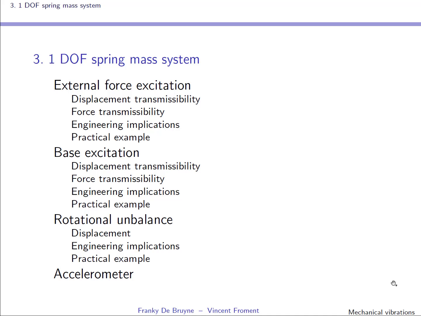In the third section on this second part of the course on mechanical vibration, we'll look at the 1 degree of freedom spring mass system, and we'll look at different types of excitation: external force excitation, base excitation, rotational unbalance, and we'll look at the engineering implications, and then finally we'll look at the accelerometer and its dynamics.